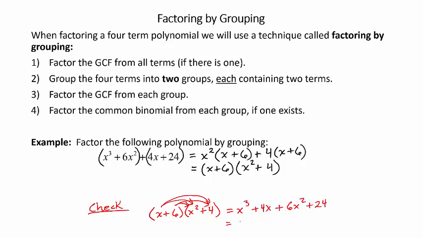Okay, I'm going to clean this up a little bit. I've got x cubed plus 6x squared plus 4x plus 24. So we get the decreasing powers of x as we go. Is that the expression that we started with? It definitely is. So this is a nice slick method, factoring by grouping. Now let's get a little more practice.